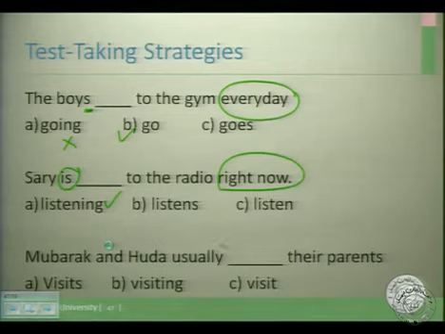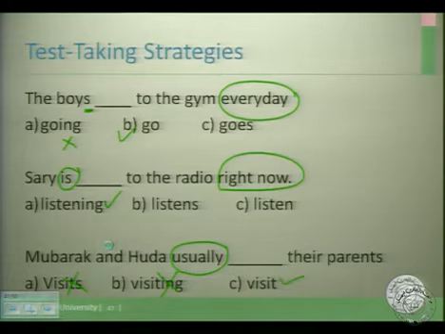Mubarak and Huda, we have here usually. Usually is a signal word for what? For the simple present. So ing, no. This is not correct. We have visit and visits. Do we have one person to choose visits? No. We have two persons, Mubarak and Huda. So we choose visit as the correct answer.